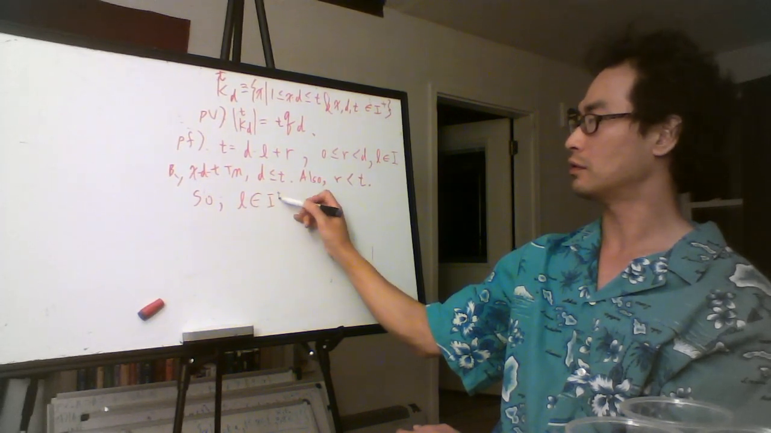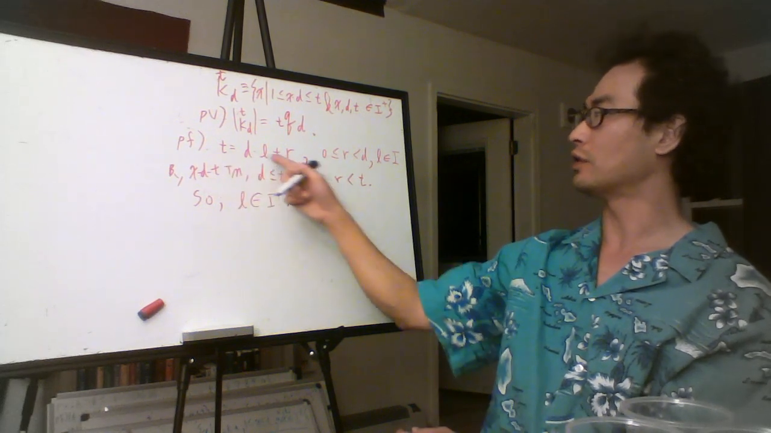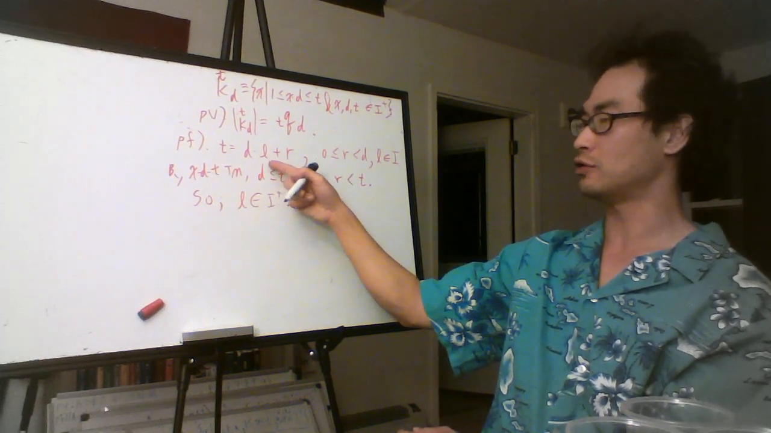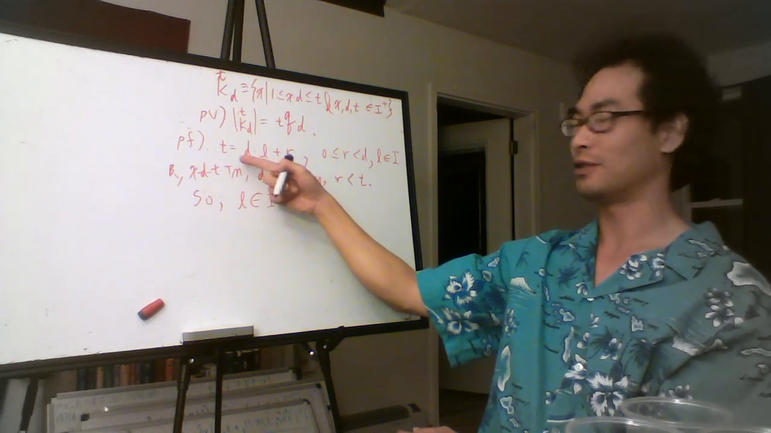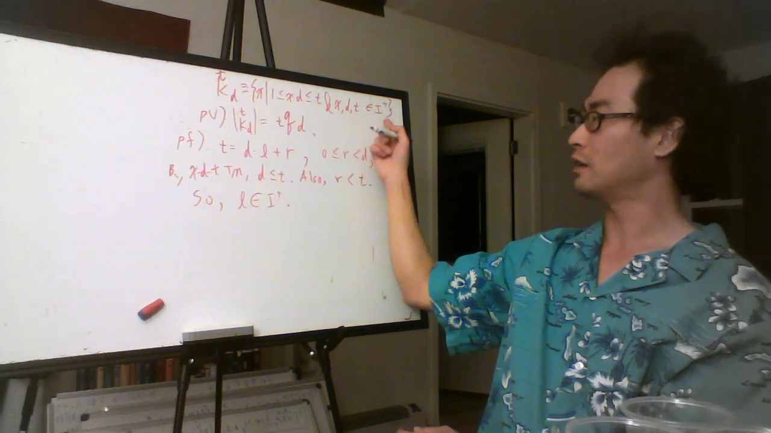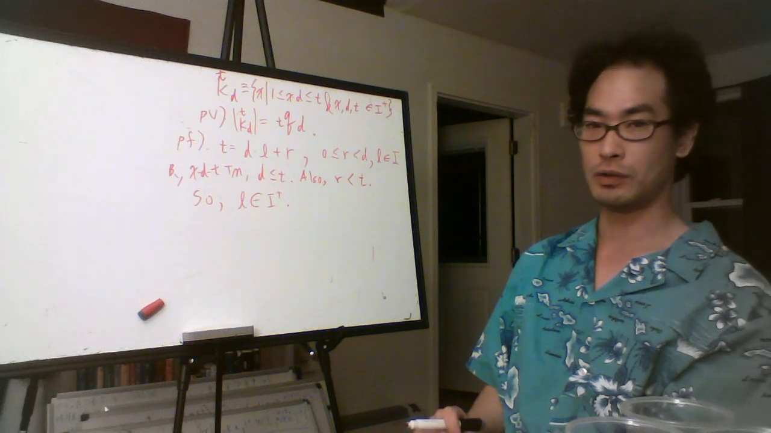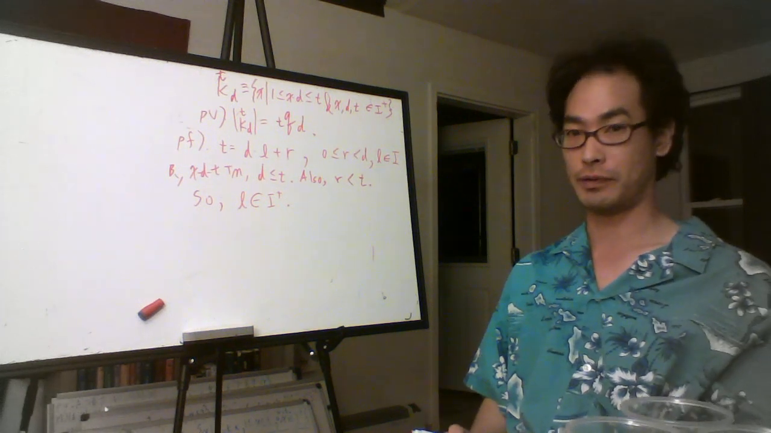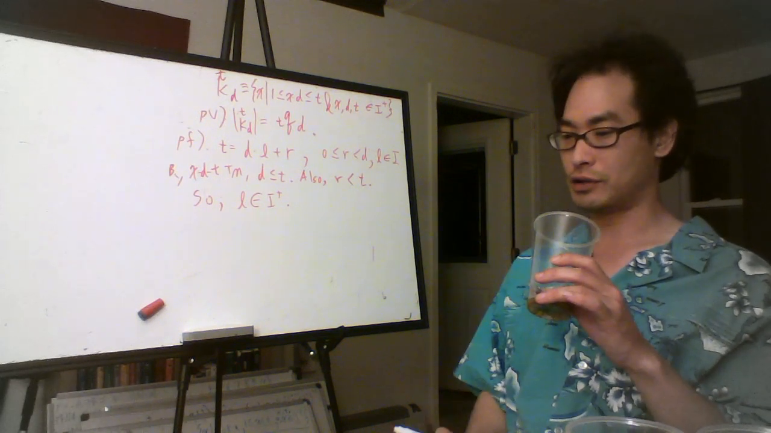Why? T is bigger than R, so D times L has to be a positive number to sum up to T. And we know D is positive, that's what we assumed. So D times L has to be a positive number. Okay, we got that much.